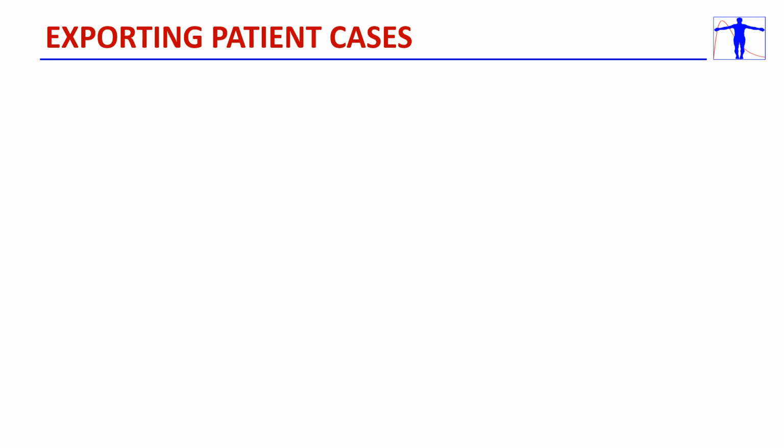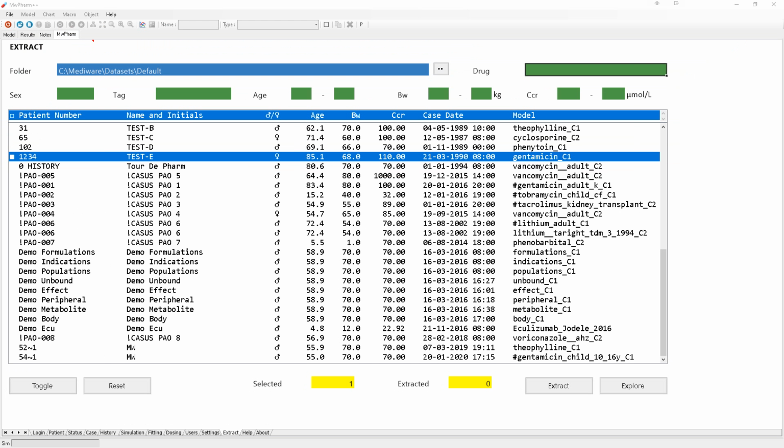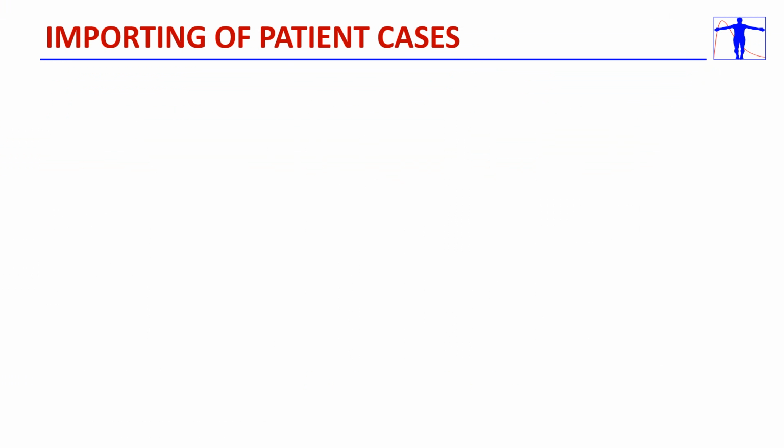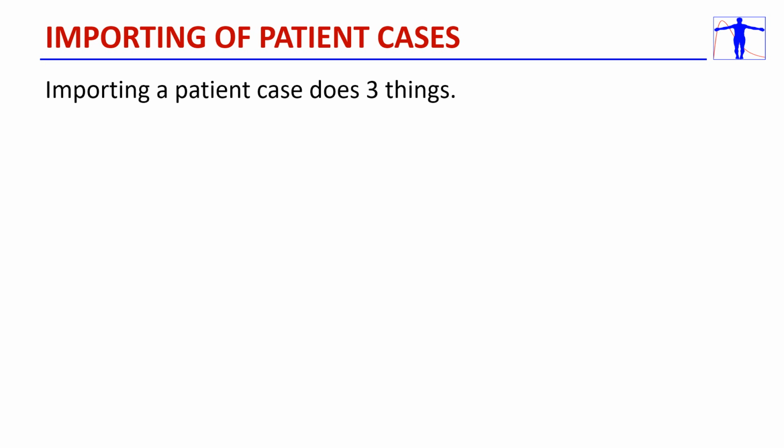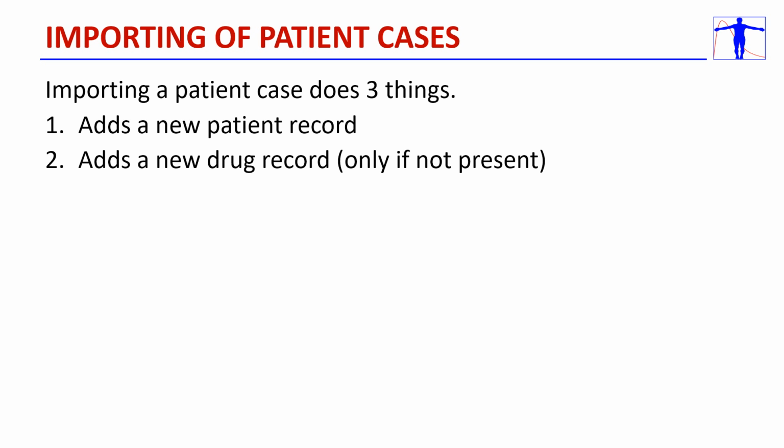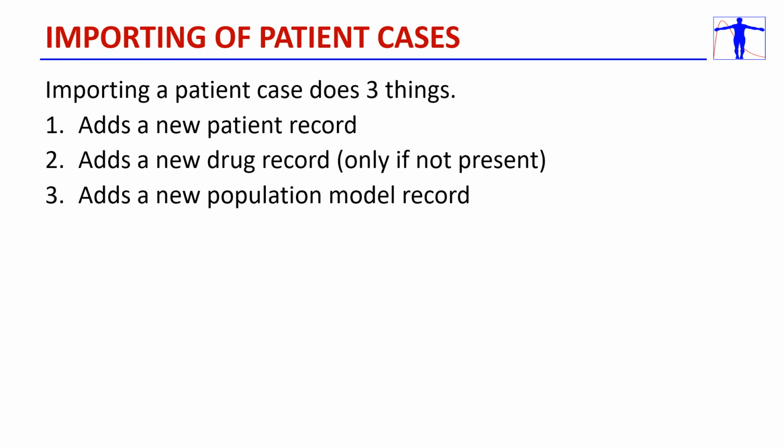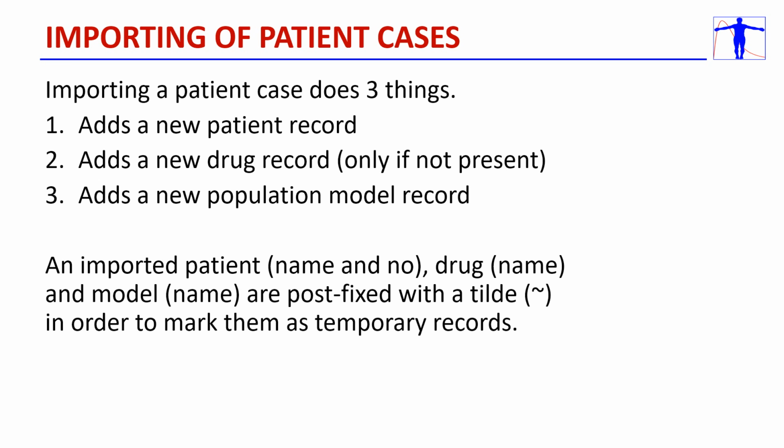So that's about the exporting of patients. Now I'm going to show you how we can import those patients again. And of course, it does three things. First, it adds a new patient record. Second, it adds a new drug record, but only if it's not present. And it adds a new population model record. So an imported patient's name and number, and a drug name and a model name, are all postfixed with a tilde in order to mark them as temporary records. And this is just because we want to prevent that you overwrite your existing data.